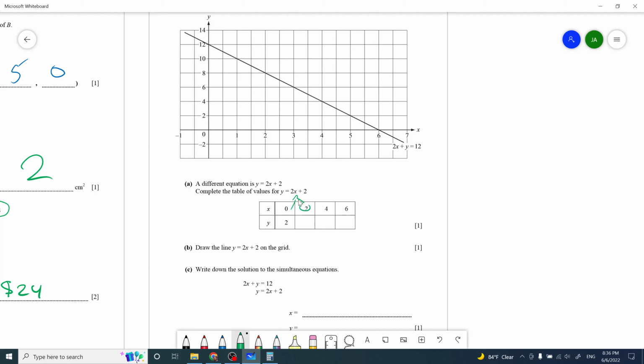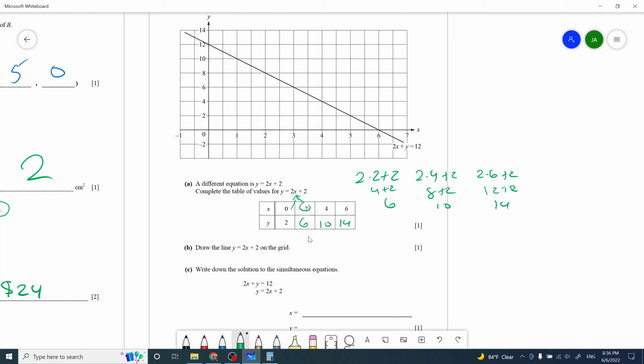We're going to take 2, put it in here. 2 times 2 is 4. 4 plus 2 is 6. Let's go ahead and write that out. So 2 times 2 plus 2, that's 4 plus 2, which is 6. So then we take 2 times 4 plus 2, that's 8 plus 2, which is 10. And then we take 2 times 6 plus 2, it's 12 plus 2, which is 14. So we have all these now, and next they want us to draw this line on the grid.